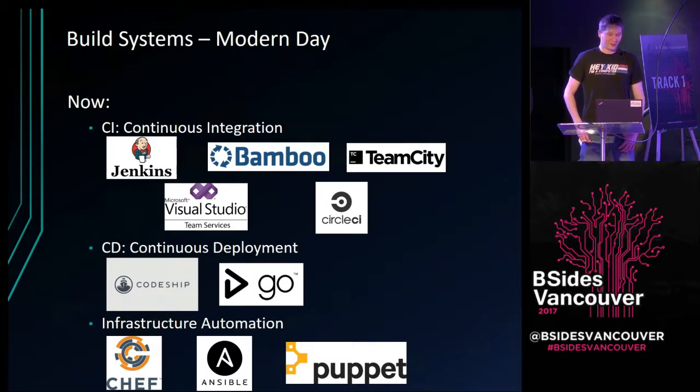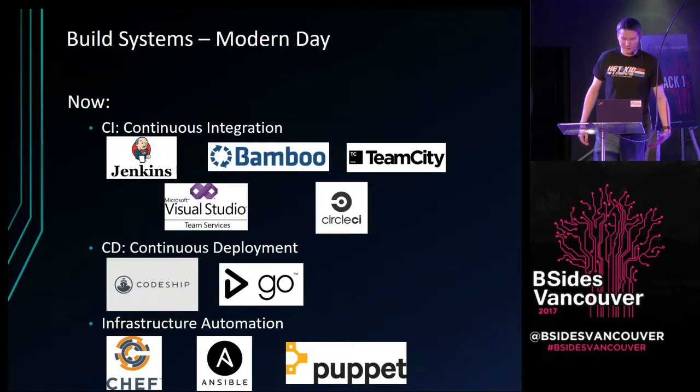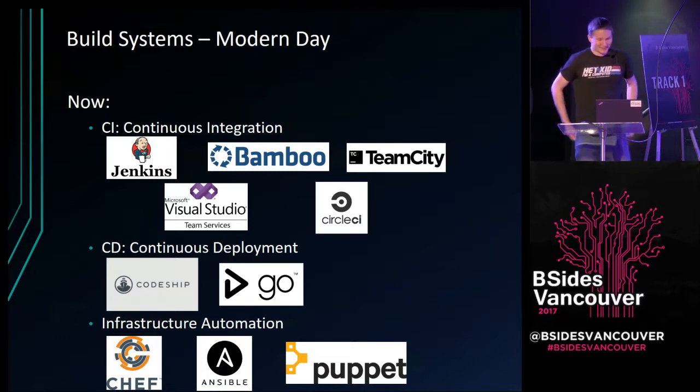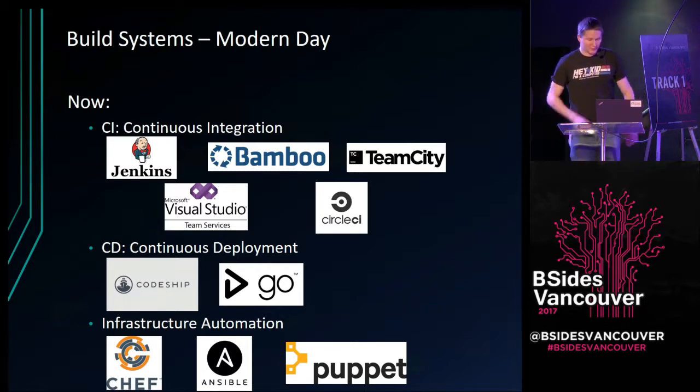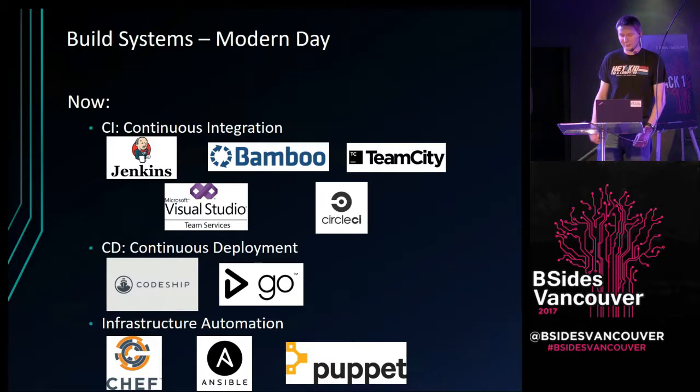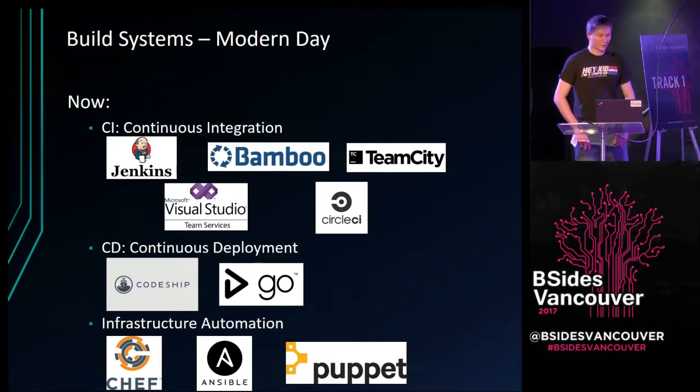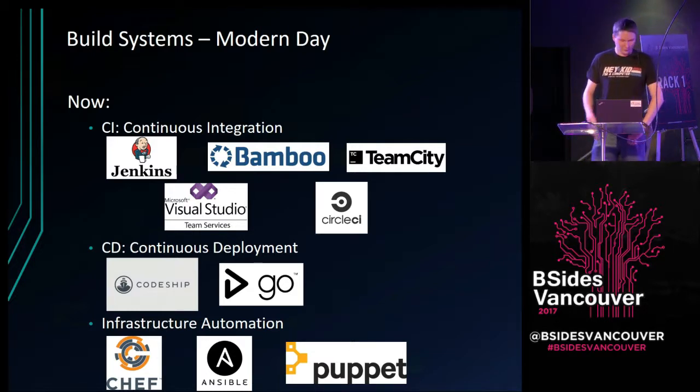There's a bunch that aren't here, and probably a whole bunch of startups in San Francisco really sad they didn't make the slide. But anyways, you've got three groups: continuous integration, which often bleeds over into continuous deployment, which often bleeds over into infrastructure automation. So a lot of these can be used in more than one category, but this is a general grouping.